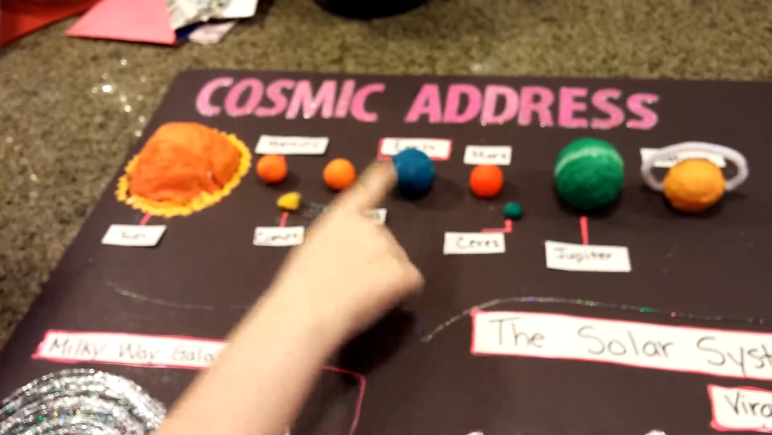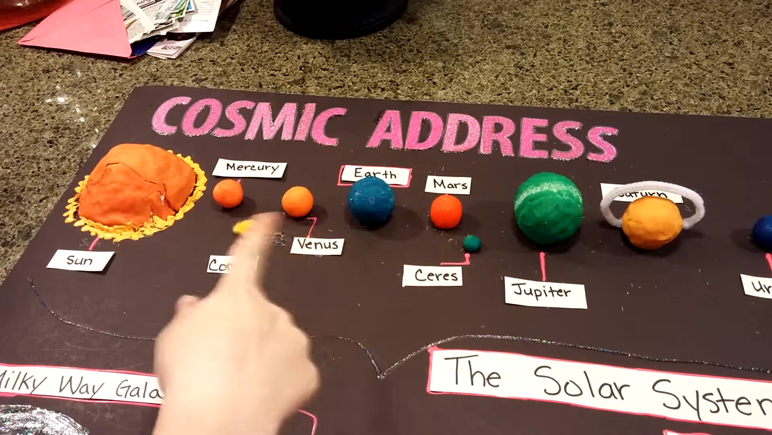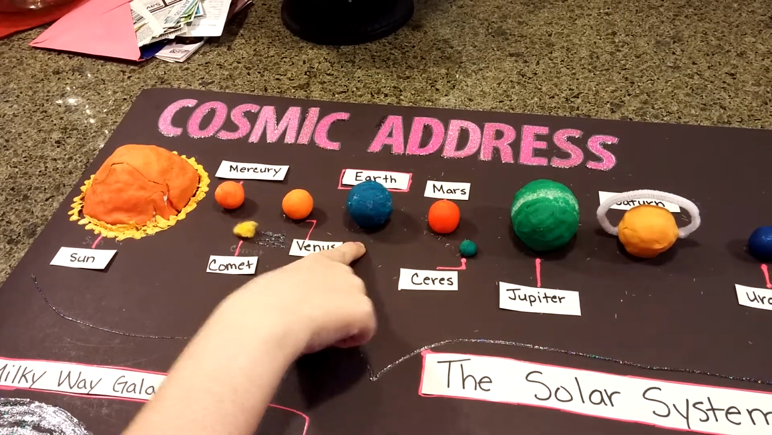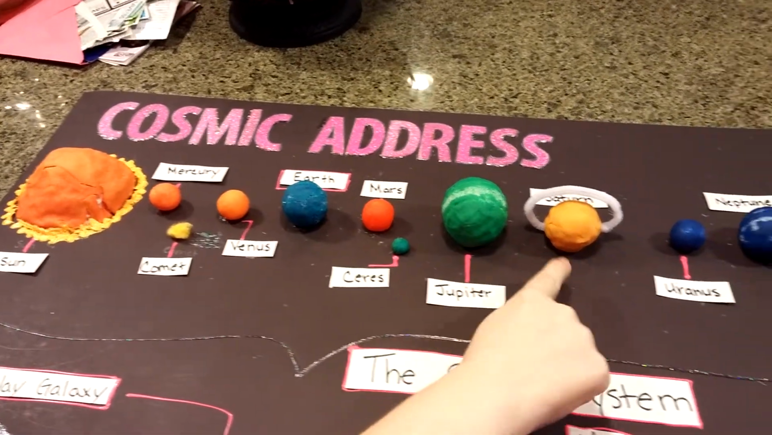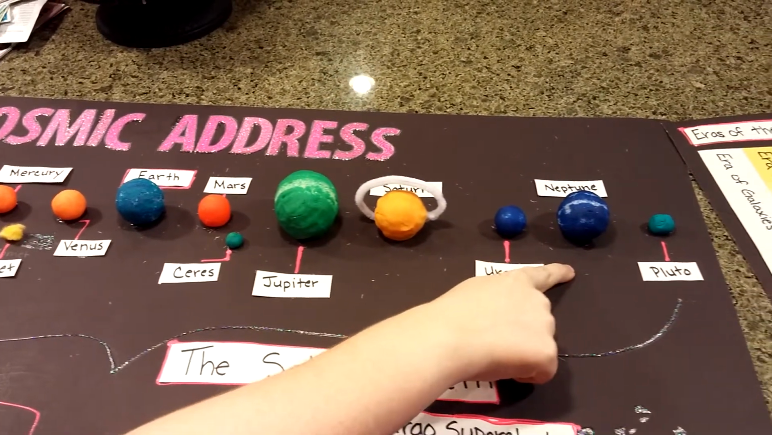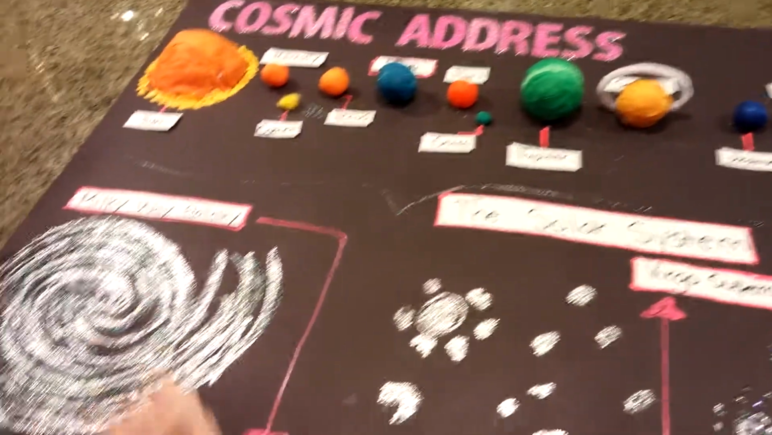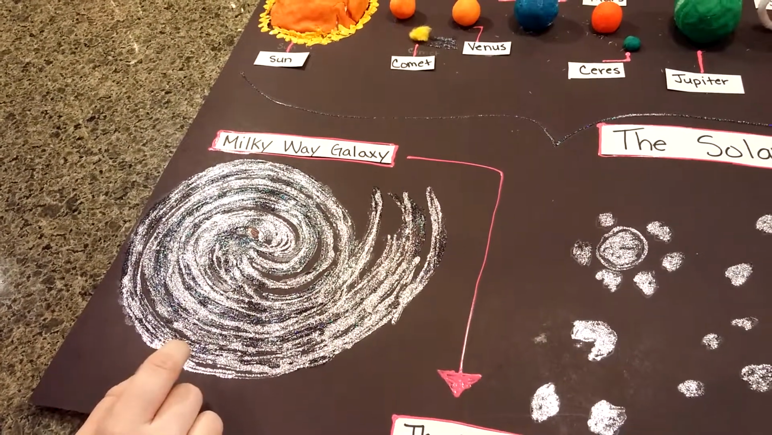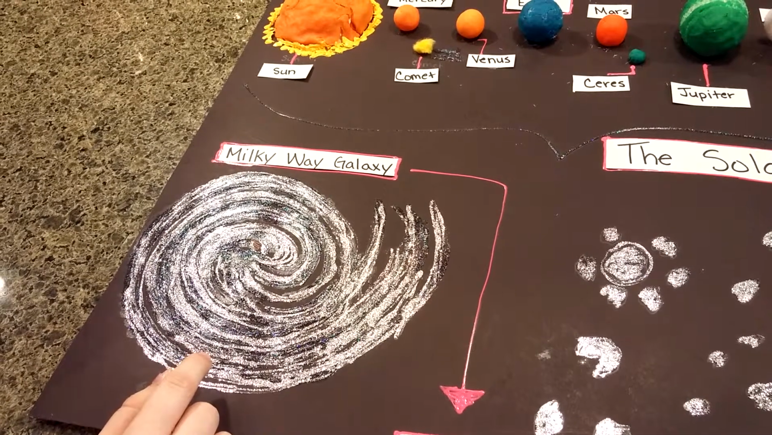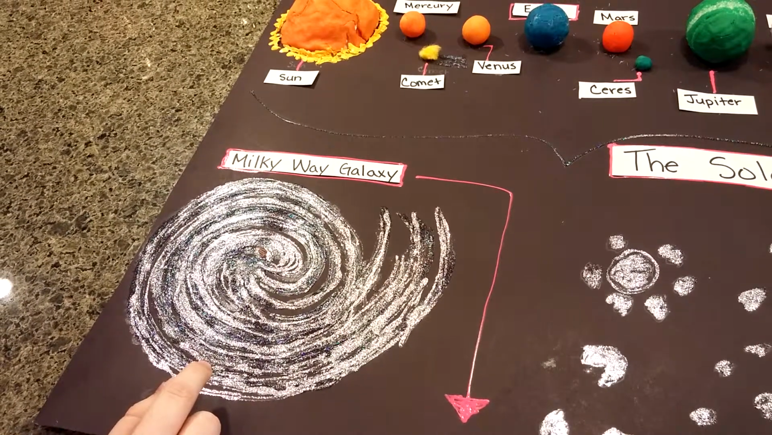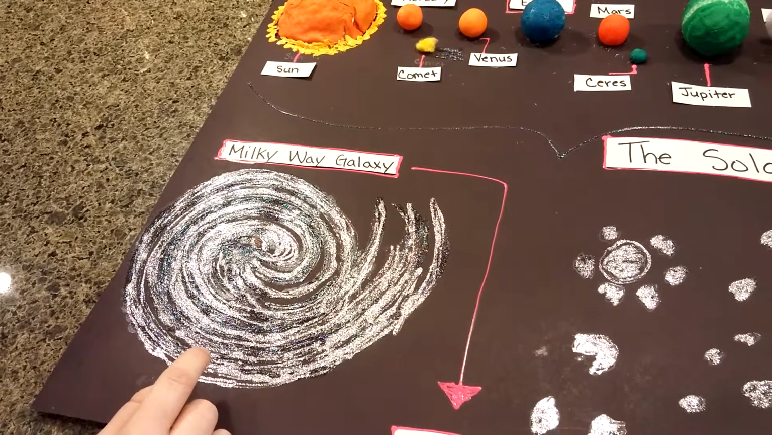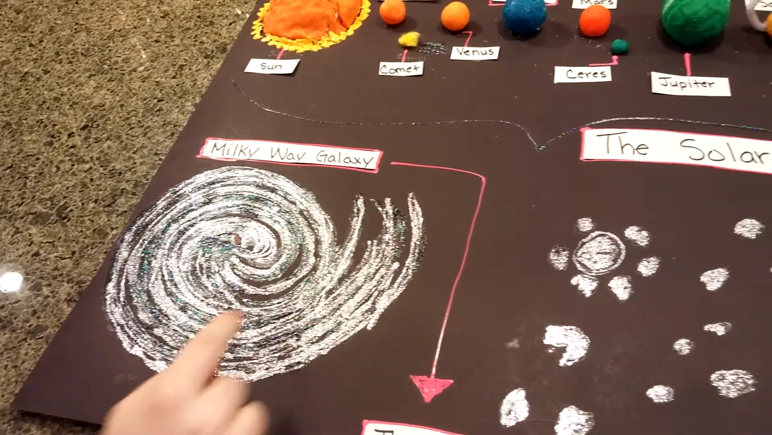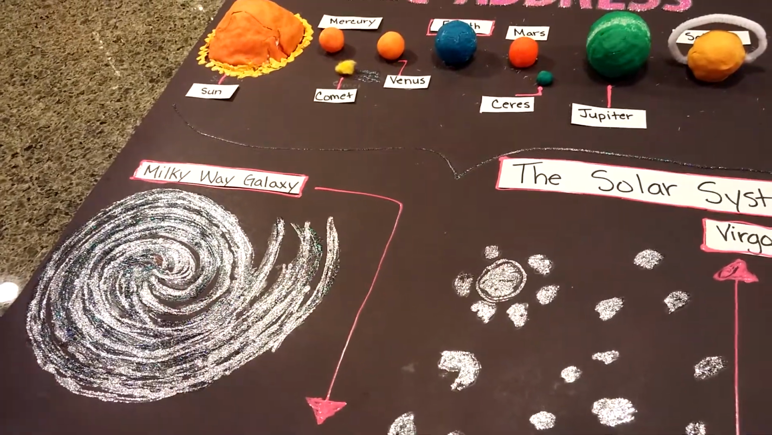So here's the cosmic address, and we're on Earth. And then this is the solar system. And we have the Sun, Mercury, Venus, Earth, Mars, Jupiter, Saturn, Uranus, Neptune, and then Pluto's a dwarf planet. So that's the solar system. And then the Milky Way galaxy contains our solar system. The Milky Way is a bar-shaped galaxy that is 100,000 to 120,000 light years in diameter. The Milky Way contains 100 to 400 billion stars, and we're somewhere in here, like right there.